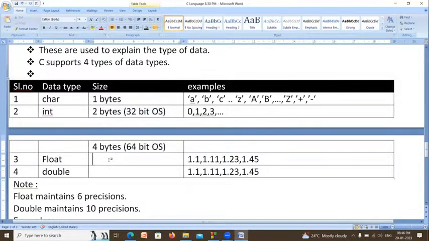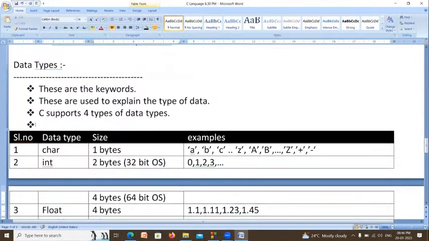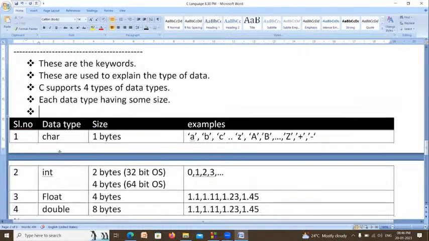The size of the float is 4 bytes. The size of the double is 8 bytes. These are the sizes. So each data type is having some size. Now, where do we need to use this data type? Whenever you want to create a variable, then you have to use these data types. So these are used to create variables. What is the meaning of variables?